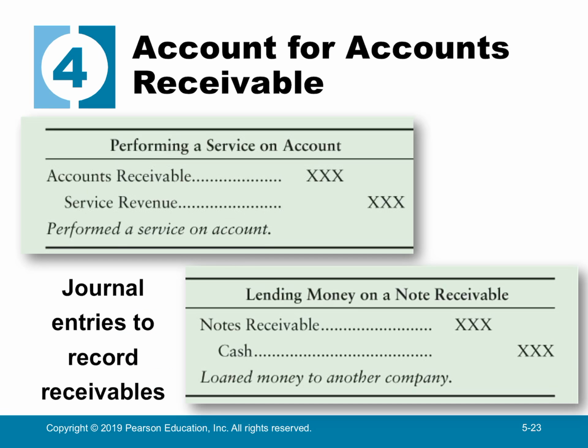So again, here would be the journal entry for performing a service on account: debit accounts receivable, credit service revenue. Could be product revenue too. And for lending money with a note receivable, you're going to get a note receivable when you lend and cash goes out the door. So that's loaning money to another company.